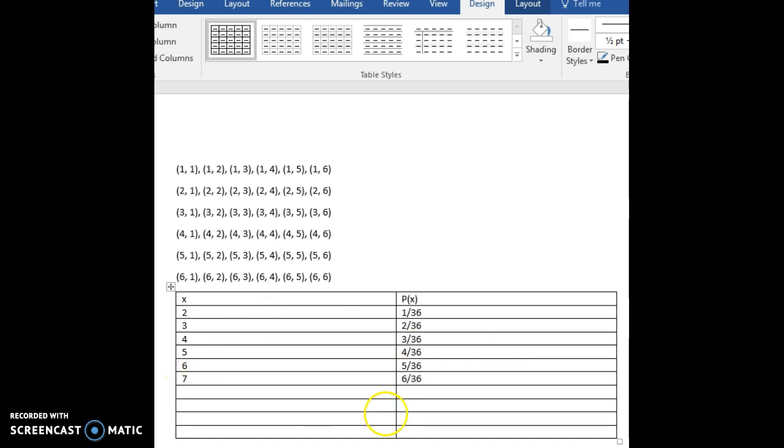All right, let's see how many add to 8. Well, let's see, we'll have 6 and 2, 5 and 3, 4 and 4, 3 and 5, and 2 and 6. That's 5 of them out of the 36.